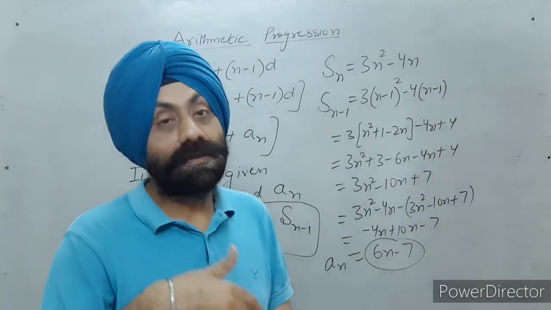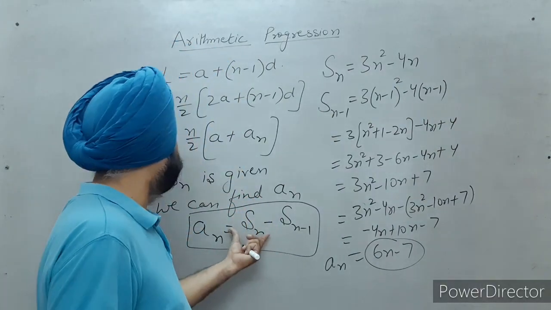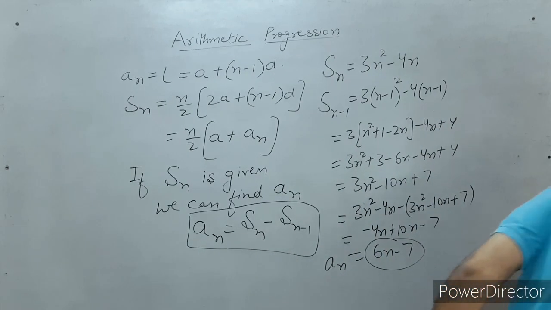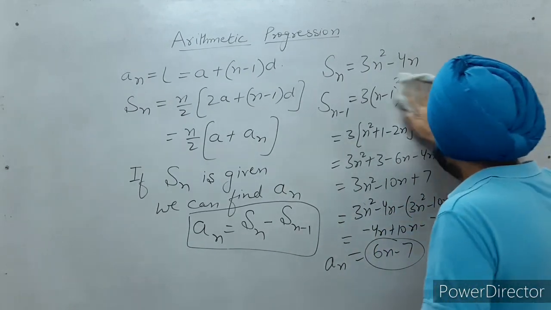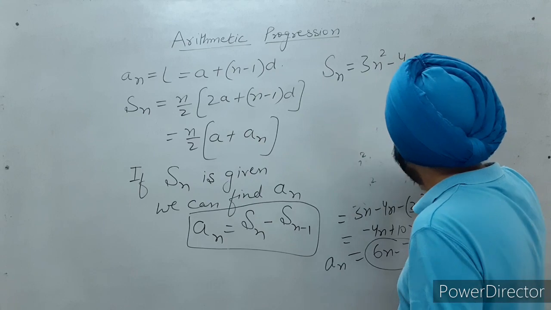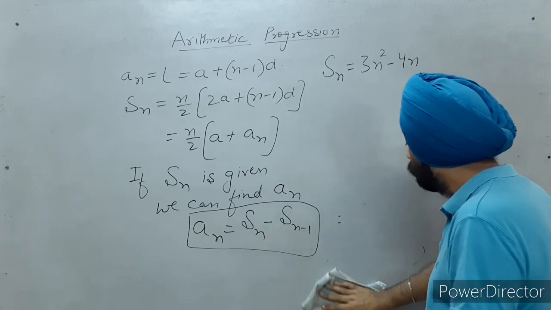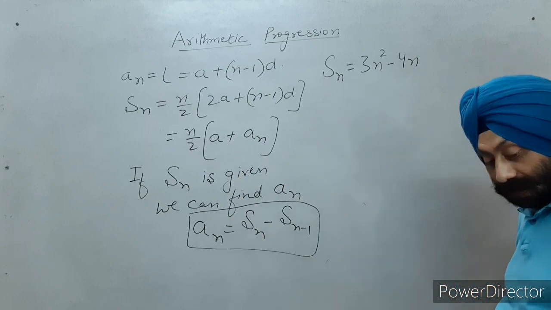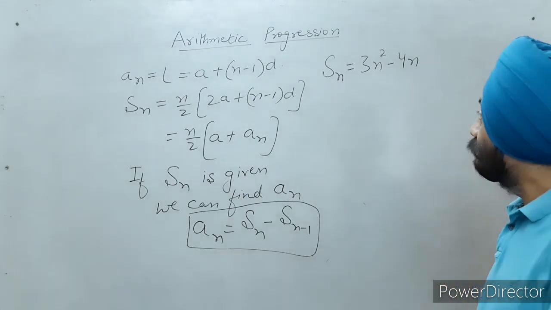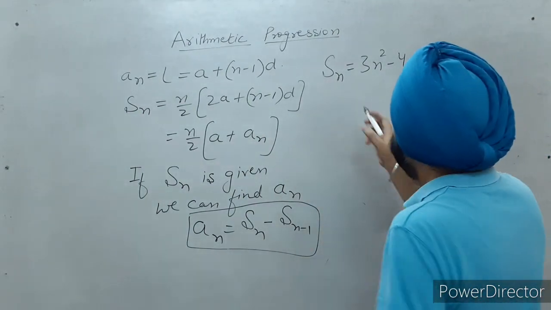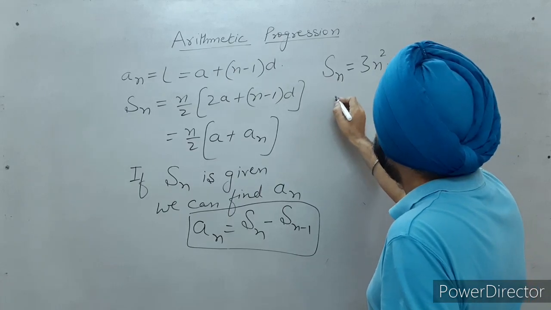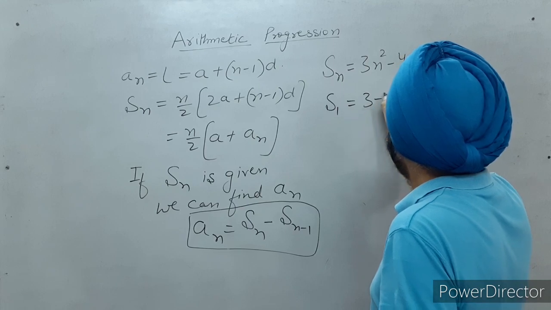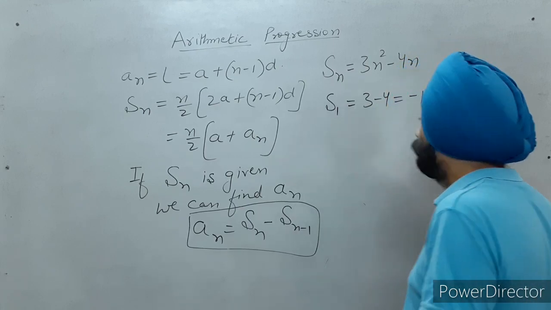Right? Now the alternate method. Suppose you don't remember this formula. What is the alternate method? How to find the nth term when we don't know an equals Sn minus Sn minus 1? Another way to do it is to put n equals 1 in it. It's an alternative method. For n equals 1, that is 3 minus 4. What do I get? Minus 1.